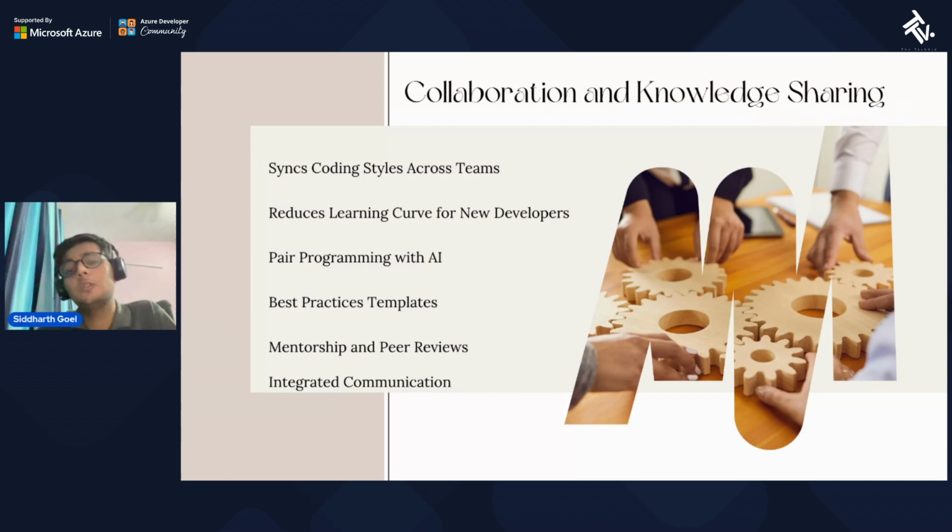Then next comes how Copilot Studio is helping to collaborate and share knowledge between your teams. So it basically syncs the coding style across teams. Now, let's say you are working on a big project where multiple teams have been allocated different features to work upon, and every team has its own coding style. So when all the coding styles are combined in a single project, it can be a bit harder to maintain consistency across all the features. But Copilot Studio helps to maintain a single uniform coding style across the teams, thus making your code more maintainable and saving time in future.